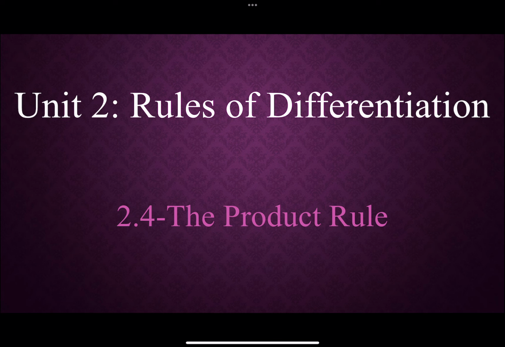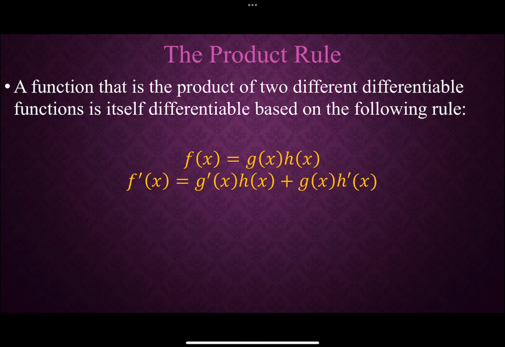All right, welcome back. So first up in our series of different rules is the idea of the product rule. As the name suggests, this governs the relationship between two functions that are products of each other and how we take the derivative. So if we define a function f of x as the product of two differentiable functions g of x and h of x, the derivative of f would be g prime h plus g h prime.